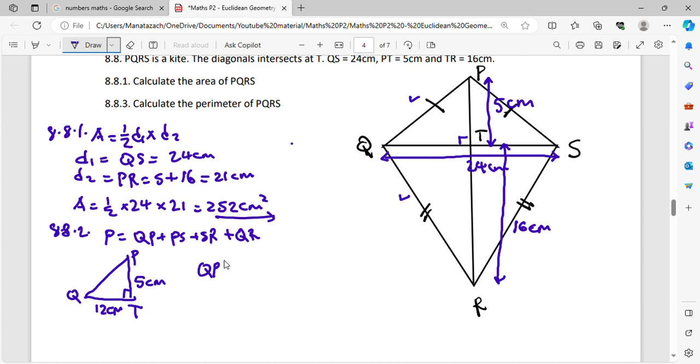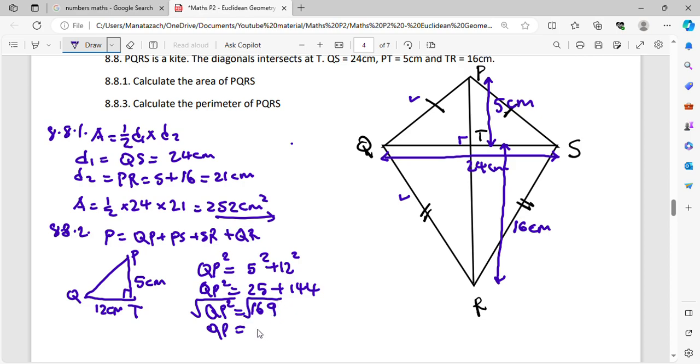You can calculate QP by the theorem of Pythagoras. So 25 plus 144 is 169. Then QP, take the square root on both sides. QP is 13 centimeters.